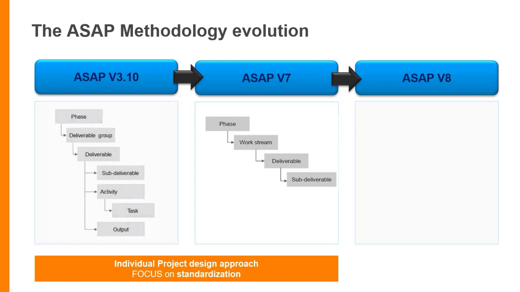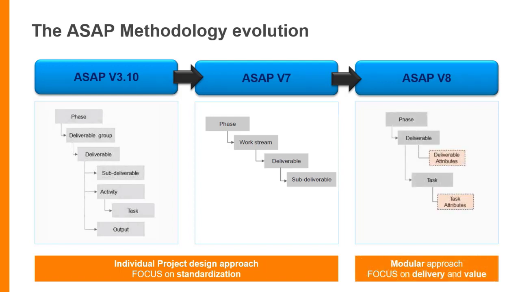And these two versions of ASAP were all focusing on an individual project design approach, and it was focused on standardization. So it was focusing on having one WBS structure that had everything, and everything was linked to deliverable, workstream, phases, etc. So standardization was the focus.